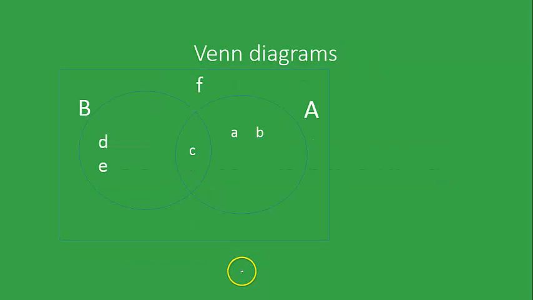This can be explained very easily through the help of Venn diagrams. So let us look into the Venn diagram of two sets. U is the universal set. A is a given set consisting of elements A, B and C, and B is another set consisting of D, E and C.